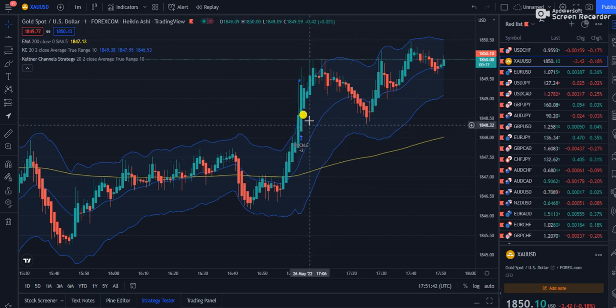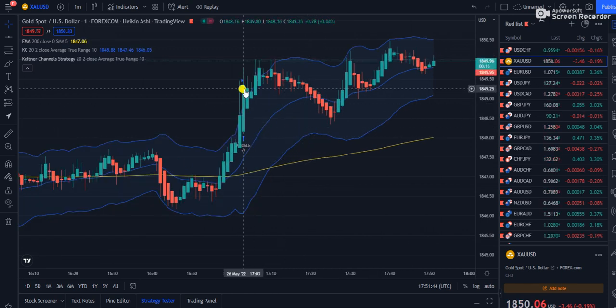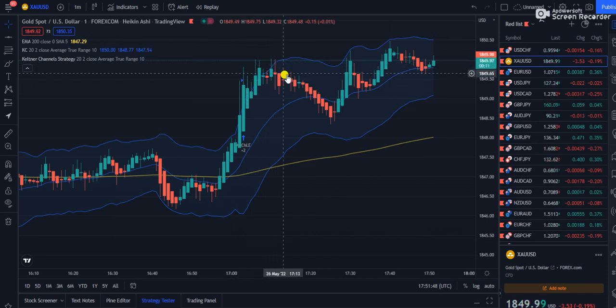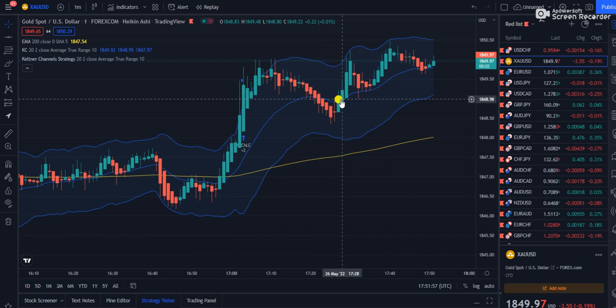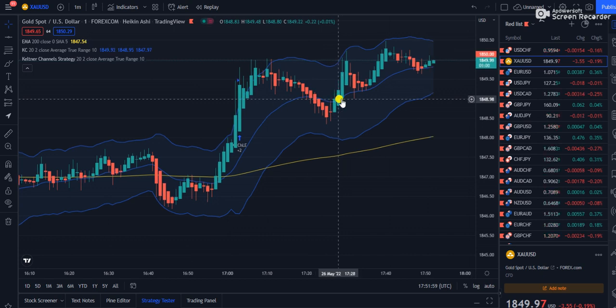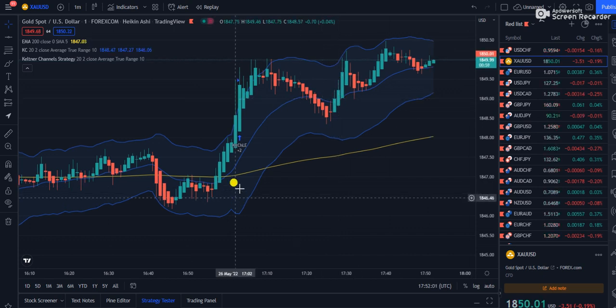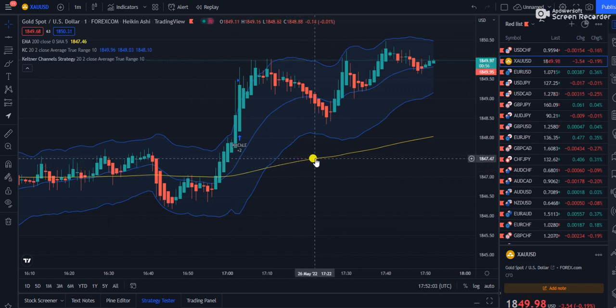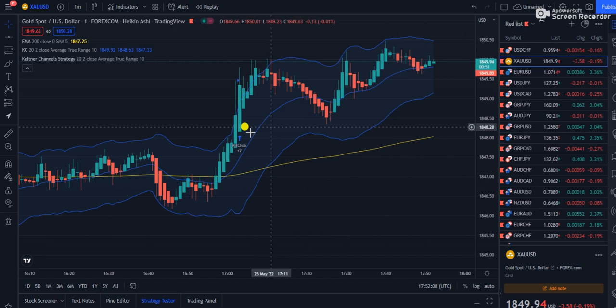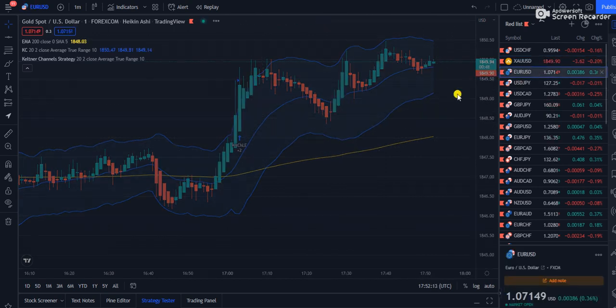Okay, now look at this scenario. The market breaks the Keltner channel. I have advised you not to take the entry. Look, reversal started, and even the reversal came below the moving average line, and then again it went up. That was your entry when this candle closed above the middle moving average line of the Keltner channel. And if you look at the 200 period exponential moving average, you can see that the market was above that. So you have a lot of confirmations here, right? Very easy to trade on gold 1 minute.